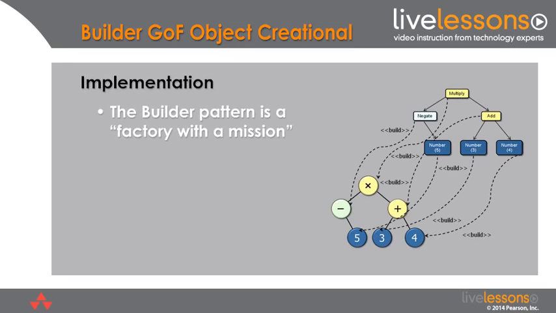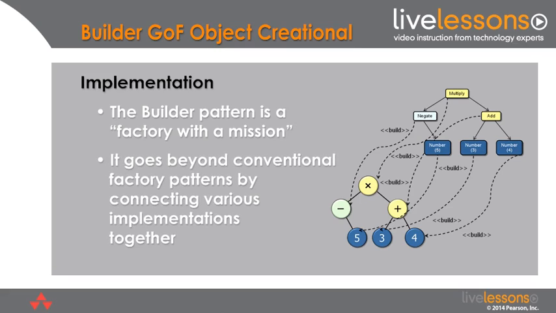When you think about how to implement the builder, you can essentially view it as being some kind of factory with a mission. It goes beyond many of the other conventional factory patterns in the Gang of Four book, things like prototype or factory method or abstract factory, by allowing the behavioral steps to be embodied in terms of building a complex representation out of its constituent parts by connecting the various things together. So this gives you a more powerful way of being able to create things that belong together but are built one piece at a time.